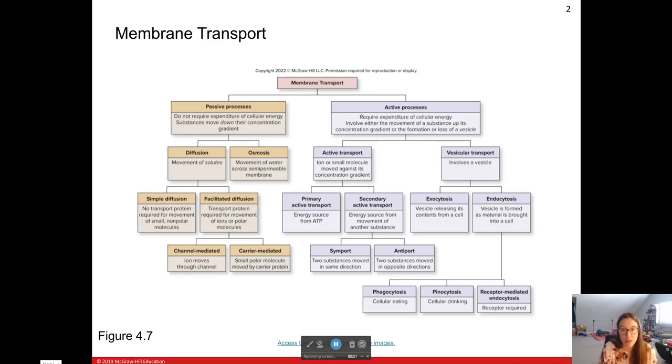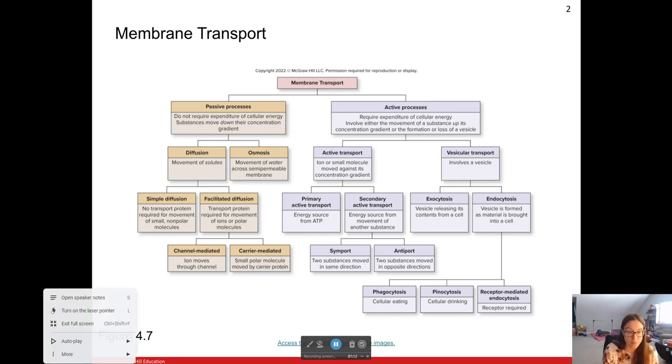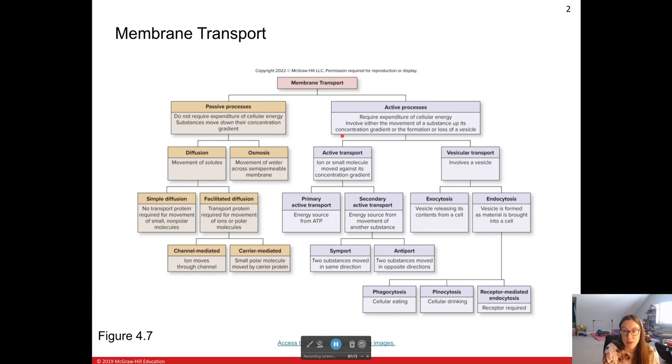So remember, membrane transport is pretty complicated, and it's divided into 2 general types of processes. Passive processes that do not require any extra cellular energy, and during these passive processes, substances move down their concentration gradient. And then active processes, which do require an expenditure of cellular energy. And so when this happens, usually substances are moving up their concentration gradient or against their concentration gradient, or we're forming a transport vesicle, right? And to move big amounts of substances. And we'll talk a little bit about that at the very end today.